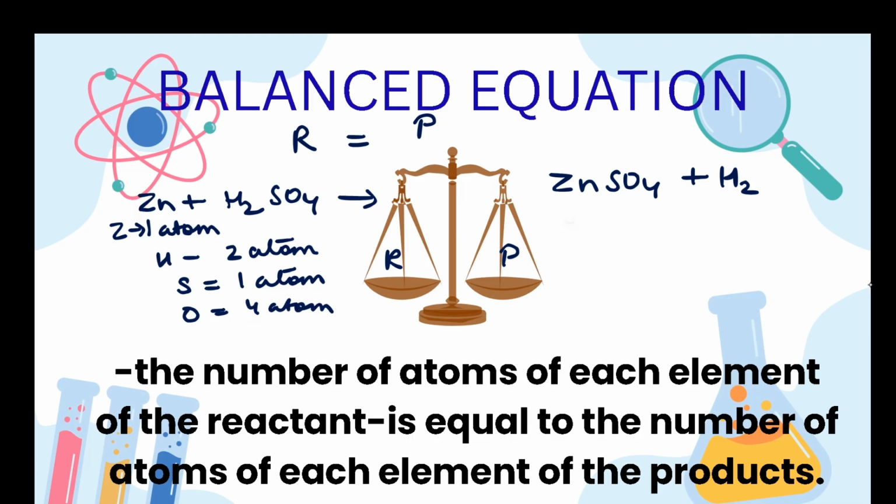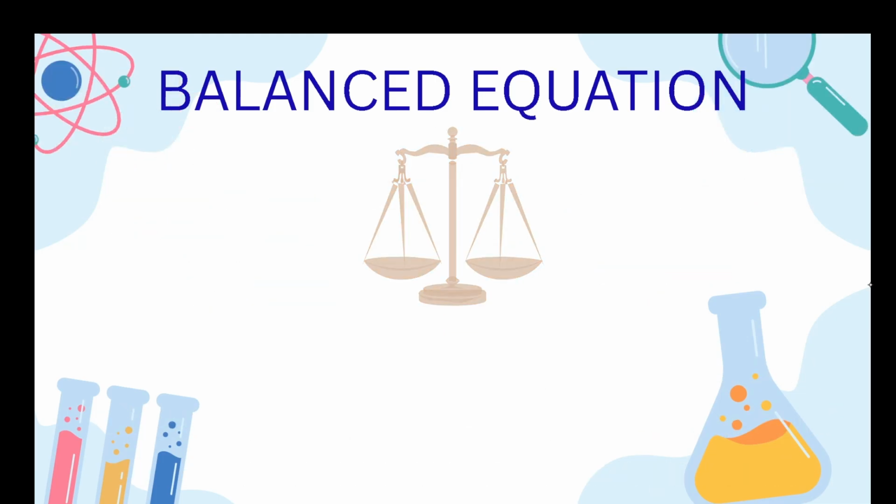Let's count the number of atoms in the product side also. Zinc here again is 1 atom, sulfur again is 1 atom, oxygen here is 4 atoms, and hydrogen here is 2 atoms. So in this case the given chemical reaction is balanced. Reason being, the number of atoms in the reactant side is equal to the number of atoms in the product side. Hence it will be called a balanced equation.